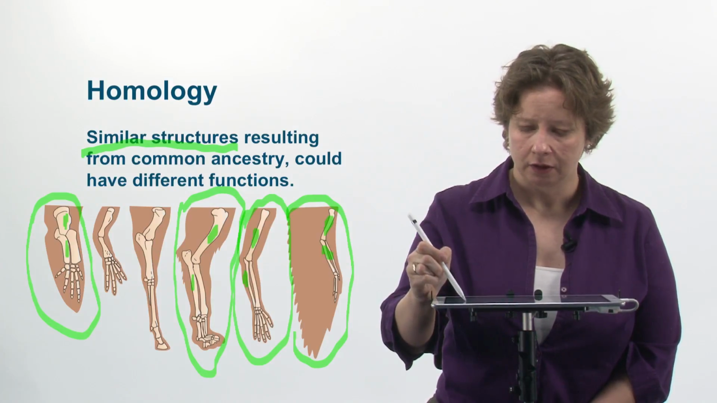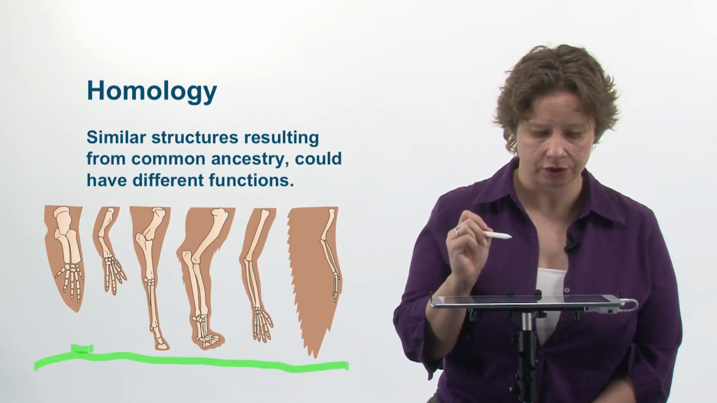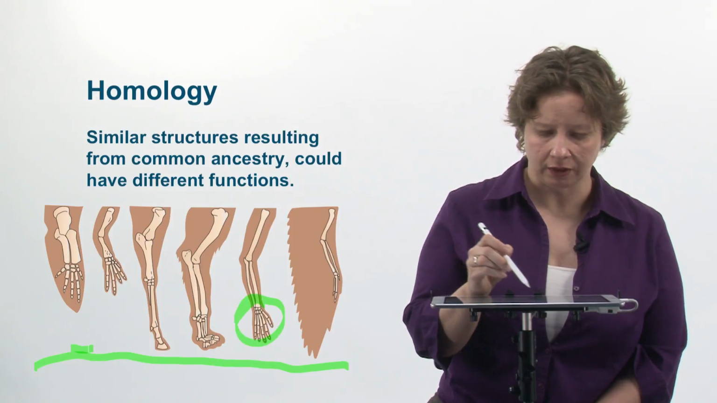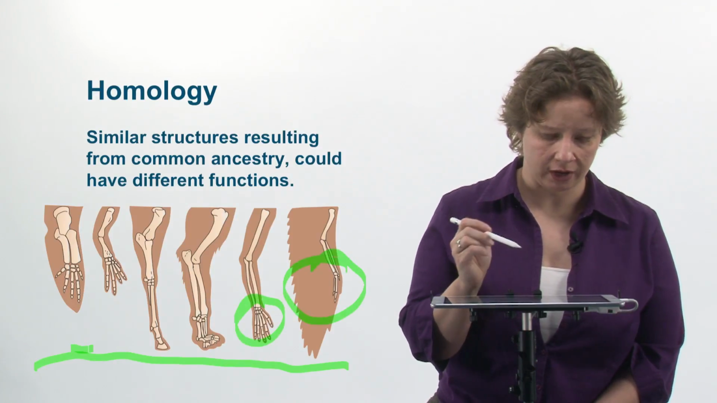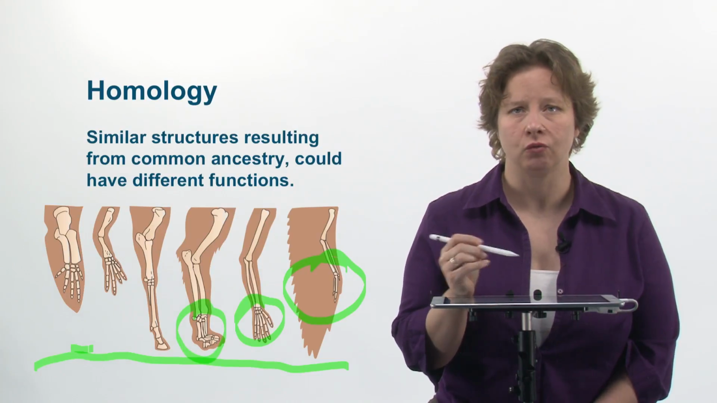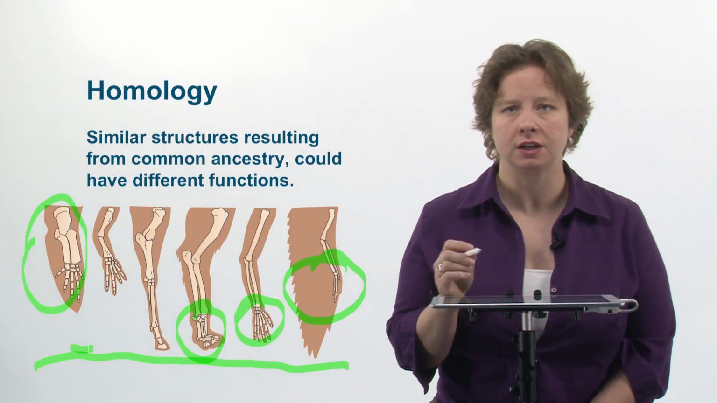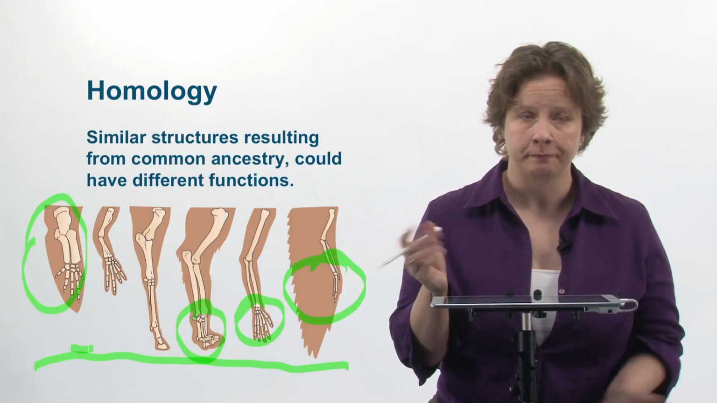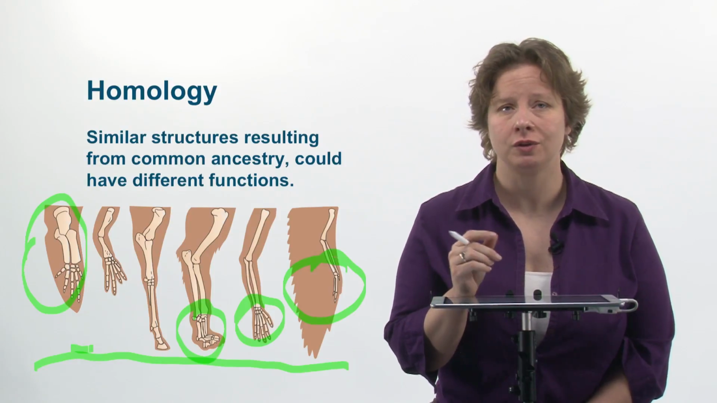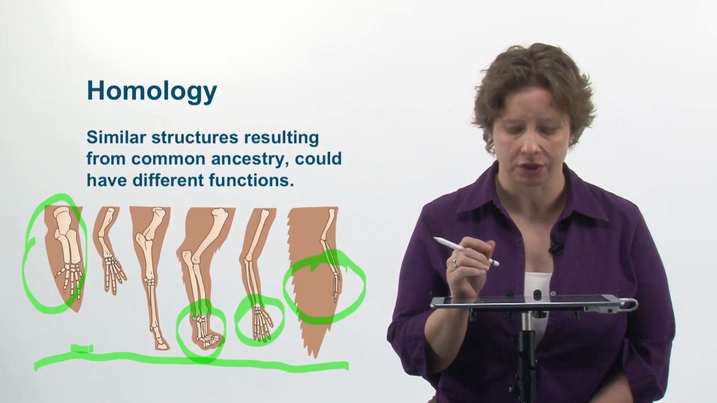However, if you look at the functions of these different structures, they're all very different. So the human hand is for grasping things. Obviously, a bird's wing is for flying. A cat's foreleg is for running and for catching prey, and the dolphin's flipper is for steering while they're swimming. So homologous structures are the result of common ancestry, but they can have different functions.